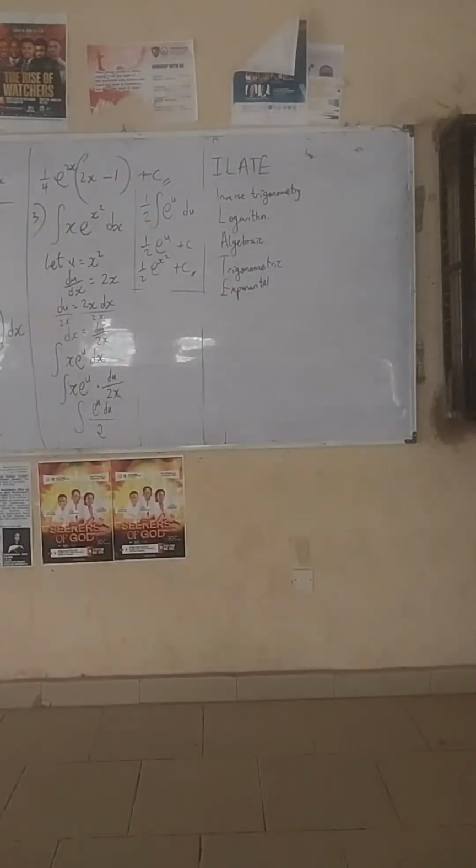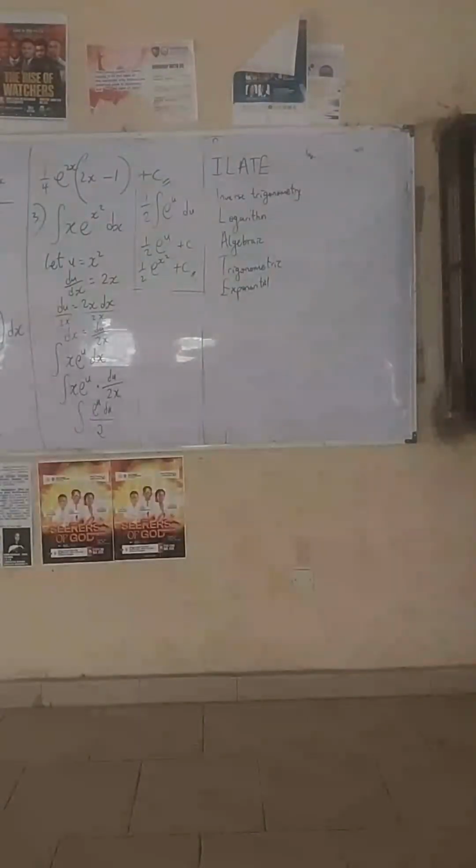The x there is what? Algebra. When you have x, or x squared, or a trinomial, 3x cubed something, that's algebra. So algebra comes before exponential. That's why we said u is the algebra, the first one, following this arrangement. But for number 4, we have what? Algebra and what? ln x, logarithm. We have algebra and logarithm. Between algebra and logarithm, logarithm comes first before algebra. So that means our u is going to be ln x.